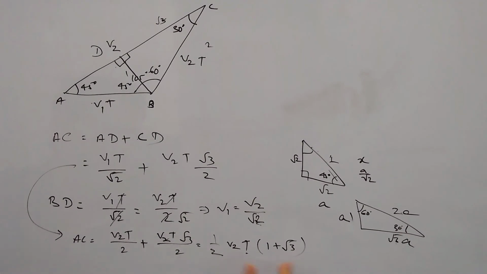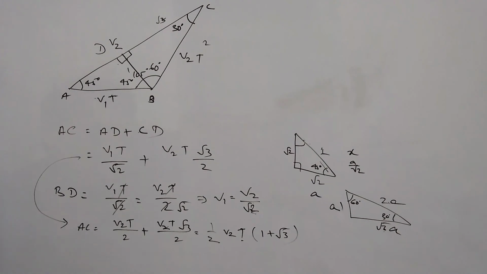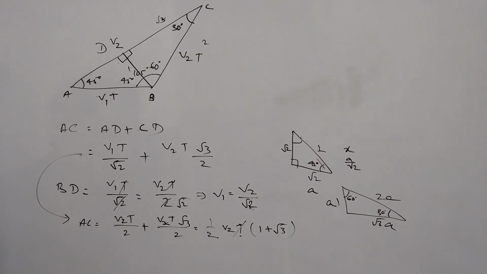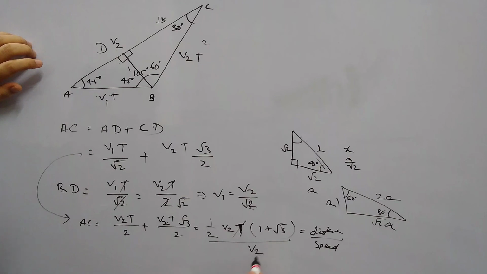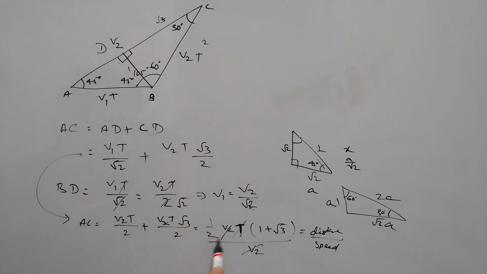So if we divide this entire thing by speed, we'll get the time. She is traveling in t time. Her speed is v2. So this is the total distance, and if we divide this distance by speed, then we'll get the time. So if we divide this by v2, her speed from C to A, this v2 will get cancelled, and here we'll have half t times 1 plus root 3. So if you see in the options, half is written as 0.5. So we can say half is 0.5, and then we have t and 1 plus root 3. So this is the correct answer.